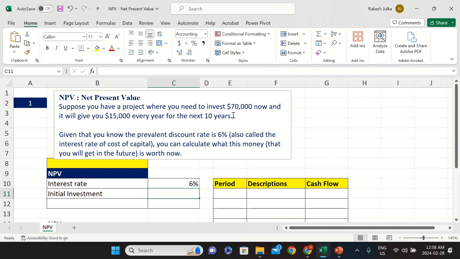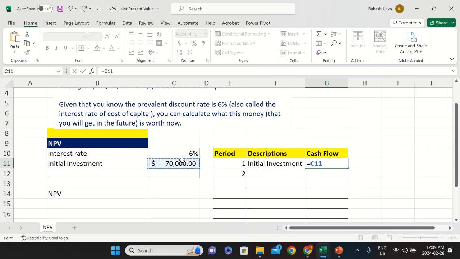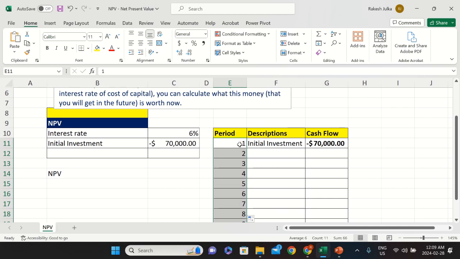Why are we paying it? Because we want the expected return on this initial investment, that is the $15,000 every year. So the initial investment here is the $70,000 that I'm writing here as a minus. And the period, if we talk about that, I'm going to start this period. So first one is the initial investment, and what is the initial investment here that I have put, $70,000. Now for 10 years plus 1, the first year is the initial investment. So if I don't calculate this one, I can start from here 1 and 2.